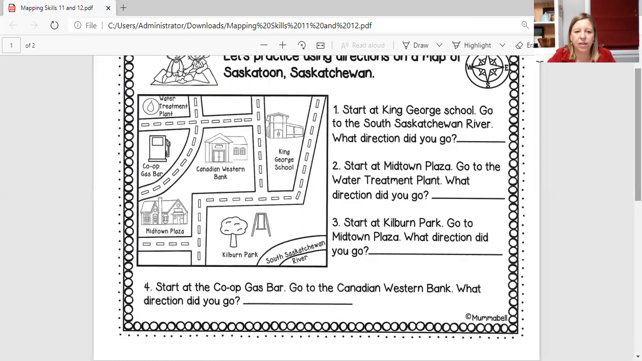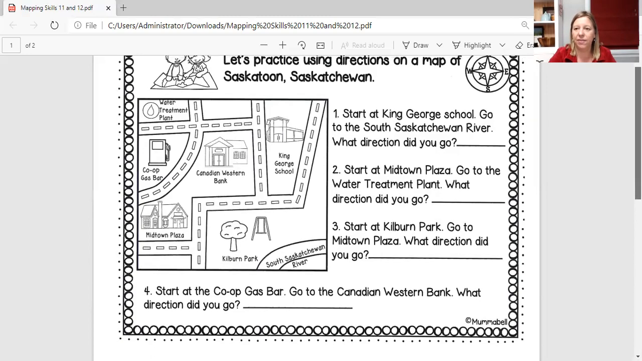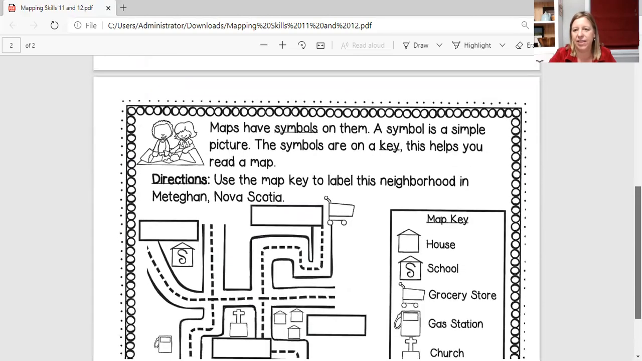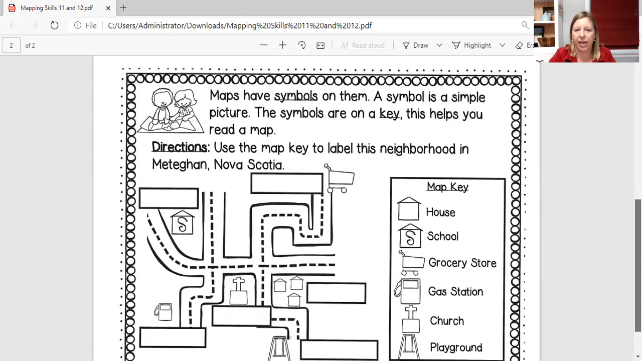Number 4, start at the co-op gas bar. That's where you can get some gas. Do you find it? All right, put your finger on it. Go to the Canadian Western Bank. What direction did your finger go? All right, make sure you print all of your answers on that page, and then you're ready for the next page. We need to do something a little bit different on this next activity practice page.